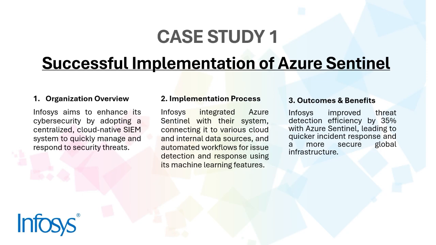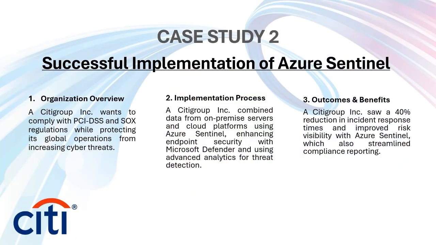And the outcome. Now let's look at the outcomes, benefits of this implementation. Following the deployment of Azure Sentinel, Infosys reported a 35% increase in threat detection efficiency. This improvement translated into faster incident response times and a notable reduction in operational complexity. As a result, this global infrastructure became more robust against emerging cyber threats, reinforcing their commitment to security in an ever evolving digital landscape.